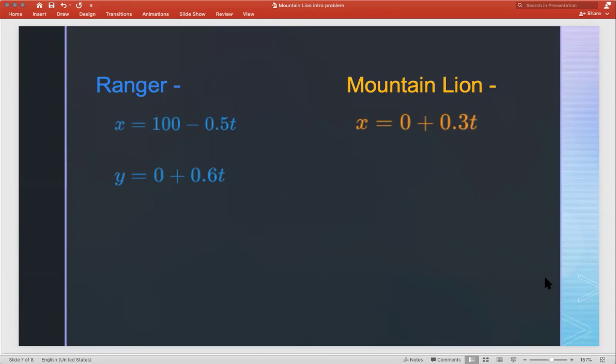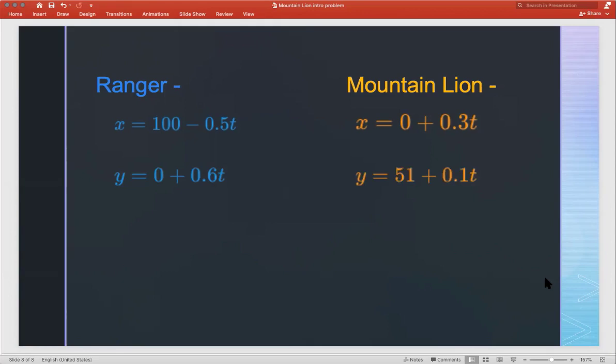In terms of the y equation, that's going to represent the mountain lion's vertical motion. Now remember, he started up at 51 miles north of the station, and you're told that the mountain lion's moving 0.1 miles north every minute. So that would be y = 51 + 0.1t.